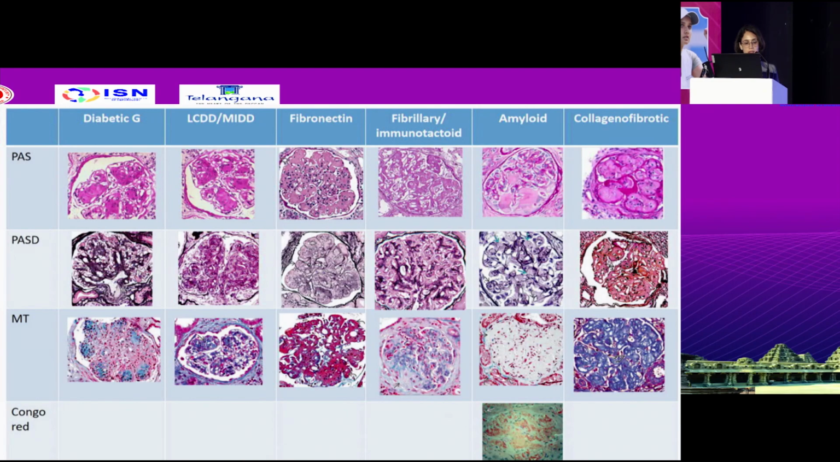On PASD, that is silver stain, diabetic is mostly argyrophilic, that is black, and the rest are usually non-argyrophilic. On MT stain, diabetic will be more blue, so is LCDD. Fibronectin will be mostly fuchsinophilic, and fibrillary will be blue. Amyloid will be less blue, pale in color, and collagenofibrotic, as the name suggests, is collagen and will be more blue. So if we are suspecting amyloid, we'll go with the Congo red stain to confirm.